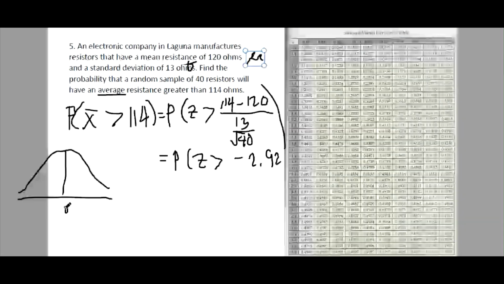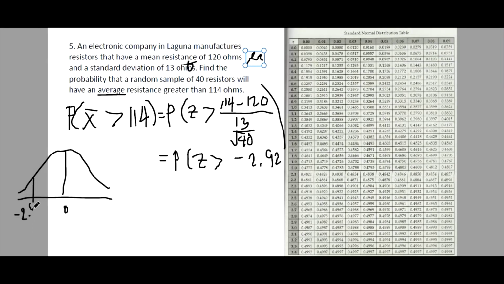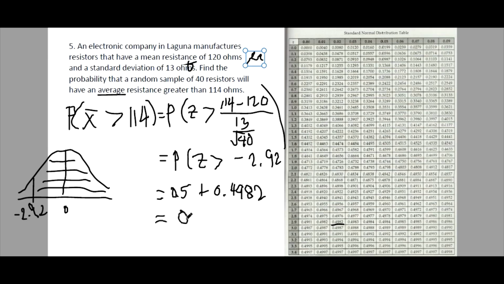Okay, so if we draw the normal curve, negative 2.92 is here. So greater than, so all of these. So again, this is 0.5 plus the area of 2.92, which is equal to 0.4982. So therefore, the probability is 0.9982. So the probability that a random sample of 40 resistors will have an average resistance greater than 114 ohms is 0.9982.